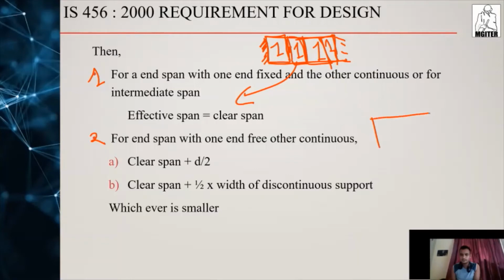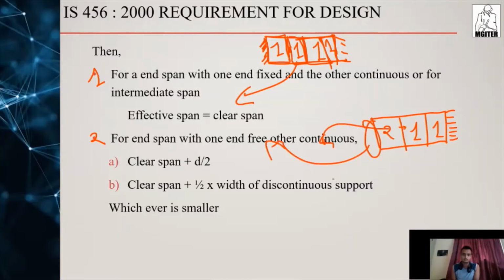And here is your slab divided by 2 beams, one end is fixed and the other is free. At that time, these are condition 1, these are condition 1, and this is condition 2, because this end is free and the other is continuous. Understood?